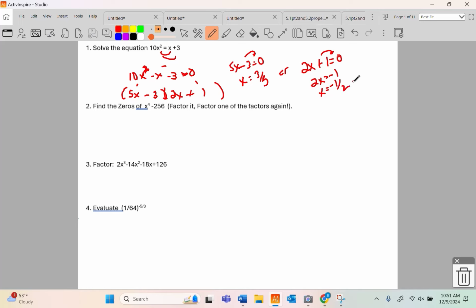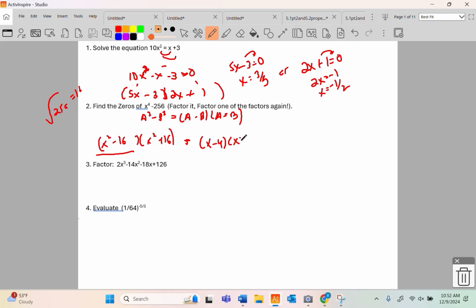Find the zeros of x to the 4th minus 256. Factor it again. This is along the lines of an a squared minus b squared pattern, which is a minus b times a plus b. And I know it takes an x squared to create x to the 4th, and I also know the root of 256 is 16. So x squared minus 16 times x squared plus 16. This guy factors again. That's x minus 4 and x plus 4. And then we have x squared plus 16. So I have x equals 4 by using the zero product property, and -4.